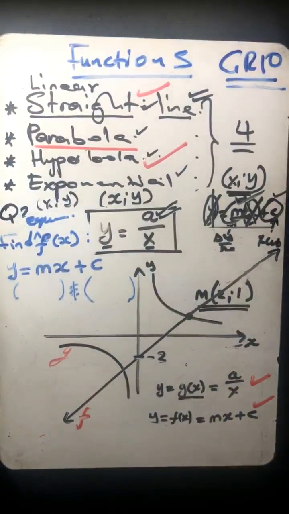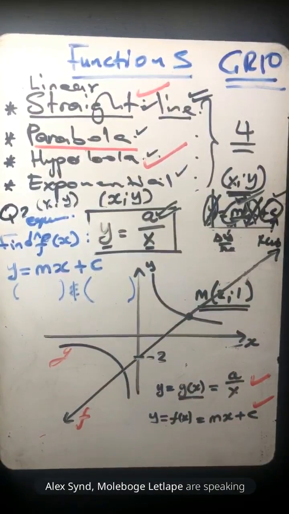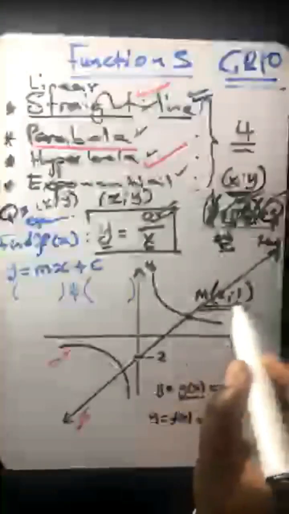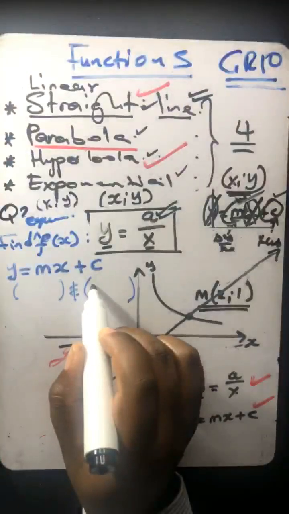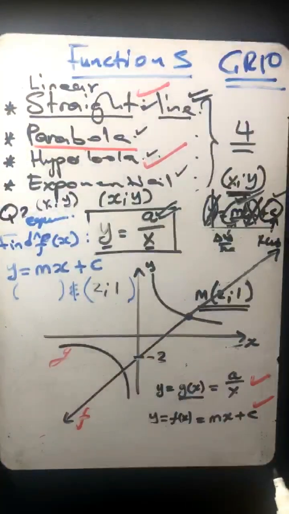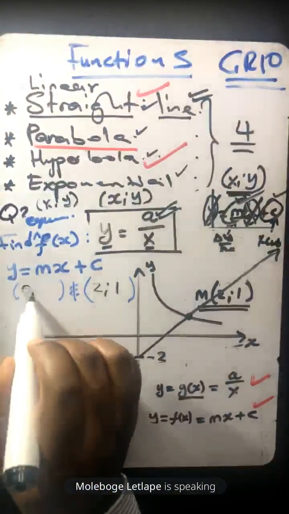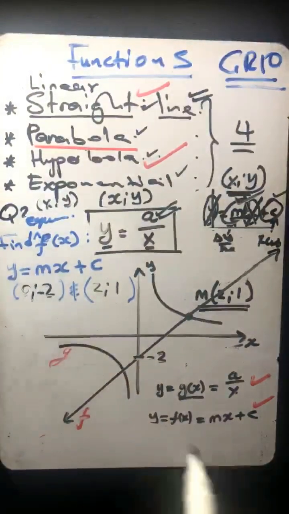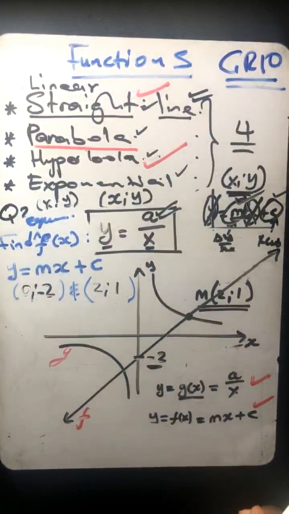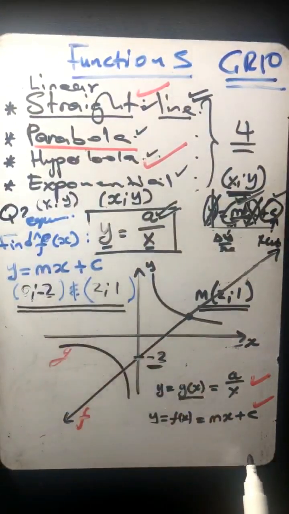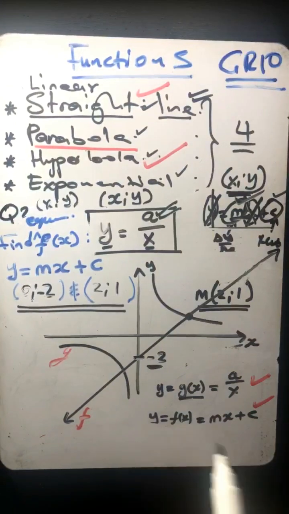Yes, 2 and 1. That one there, okay? 2 and 1. Where is another point? Isn't it 0 and 2? Yes, 0 and negative 2. So, can you guys see? We are just going to save some time and do exactly what I did in the beginning of this lesson to determine an equation of a straight line. You do exactly the same thing using those two points.